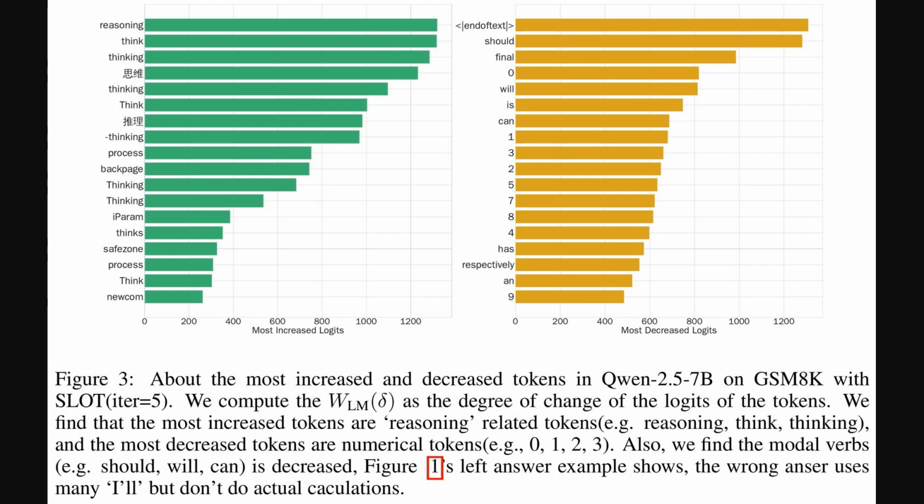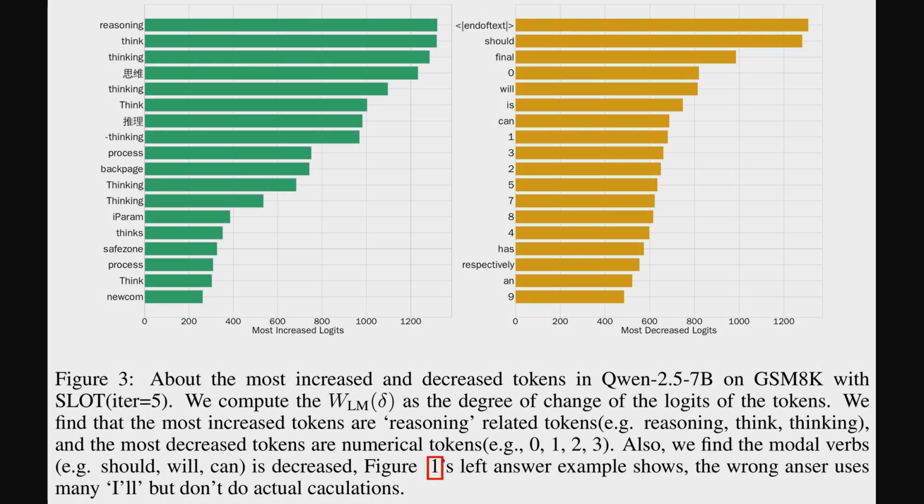So those benchmark numbers are great, but this next figure gives us a more intuitive peek into how SLOT is getting those gains. It shows which words the Qwen 2.5 7B model was encouraged or discouraged from using on the GSM8K math problems. On the left, the green bars show the words whose logits, which are the raw scores for every possible next word, were increased the most. And it's all words like reasoning, think, and process. Then on the right, it shows the words that were suppressed, things like simple numbers and even the end of text token. This suggests SLOT is nudging the model to produce a more detailed, step-by-step thought process instead of rushing to a final answer.